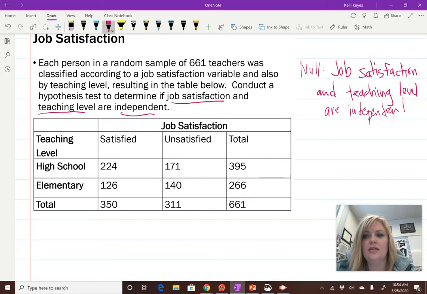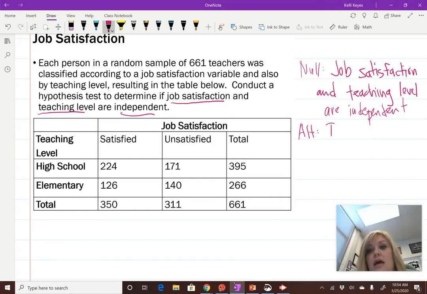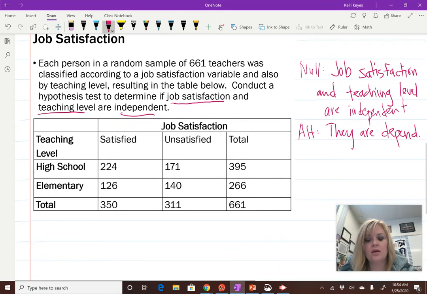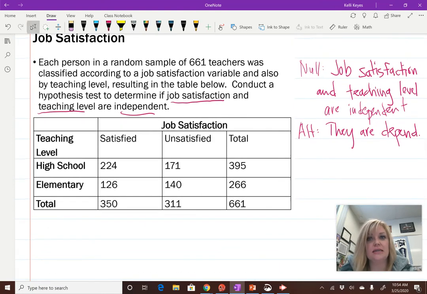Okay, and then the alternative is that, and I'm going to have you guys actually write it out, but for the sake of this video and my awful handwriting right now, I'm just going to say they are dependent. You can do the ditto marks, remember? So null and alternative hypotheses, easy peasy. Those two are independent as the null, alternative as they are dependent, whatever the two things are.